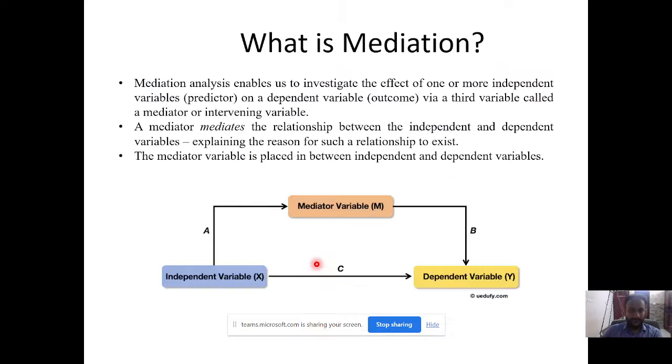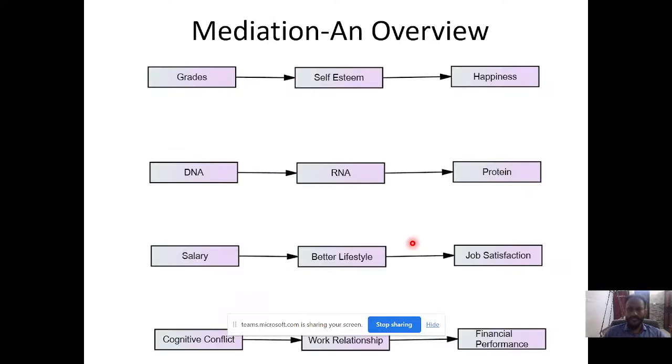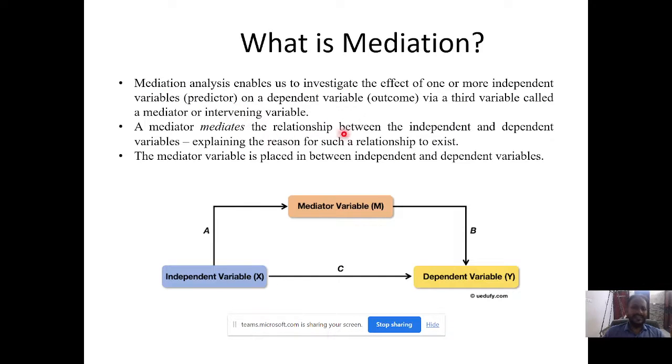Right. Look at it. That's a simple definition. You can see that in any good textbook. That is what is meant by mediation or mediation analysis. It is a kind of analysis which enables us to investigate the effect of one or more independent variables on the dependent variable via a third variable called a mediator or an intervening variable. That's the other name for a mediating variable. So here, the mediator mediates the relationship between independent variable and dependent variable, explaining the reason for such a relationship to exist. This is very, very important.